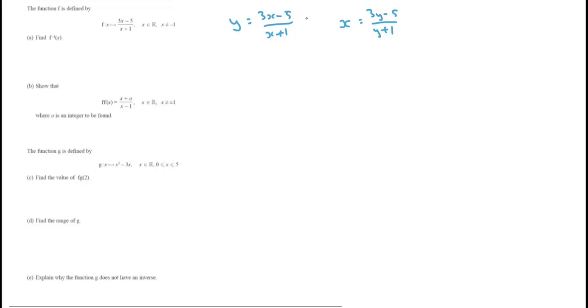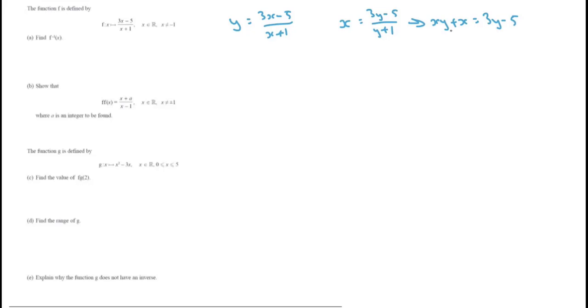Otherwise, you'd be making x the subject. So, to make y the subject, we can't make it the subject while it's in a denominator, so we have to times up by the whole denominator here, which is going to give us xy plus x, for the x times y plus 1, equals 3y minus 5.